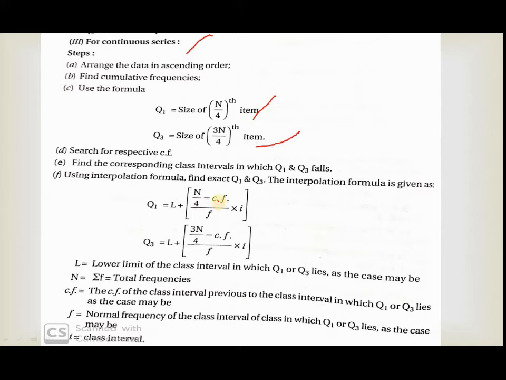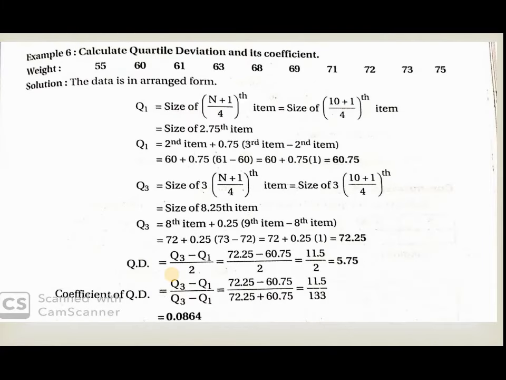N is equal to the total frequency, which we know. Cf is the cumulative frequency of the previous class, f is the frequency of the current class, and i is the class interval. This is the formula which we already discussed while calculating quartiles. So we will work on it. Calculate the quartile deviation and its coefficient.